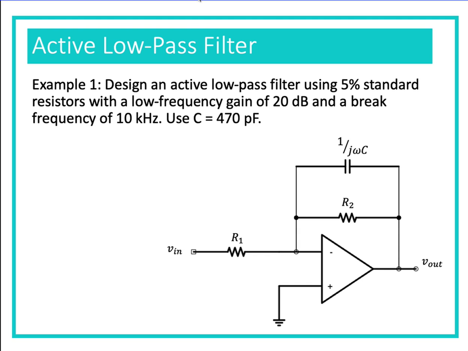If you are not given a value of one of those components, you're kind of stuck, or you have to make one up. So oftentimes we set the capacitor to a certain value because there are many, many more resistors available than there are capacitors available. So we set the capacitor to 470 picofarads, and then we go from there. It's not a very difficult process. Since we know the frequency we want and we know the capacitor value, we can use the break frequency formula to figure out what R2 should be.